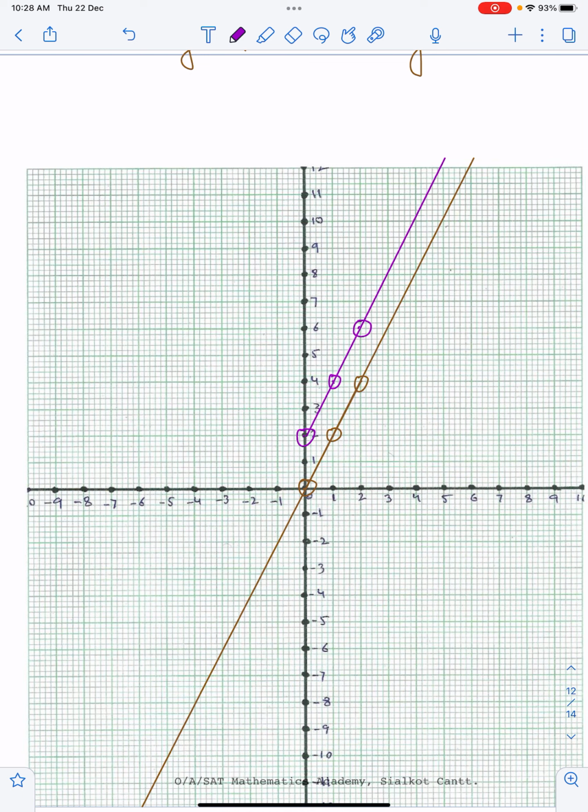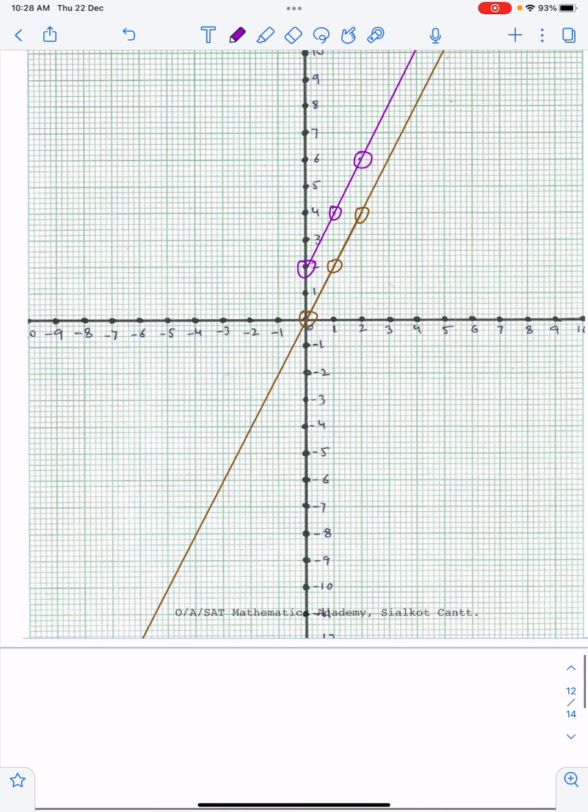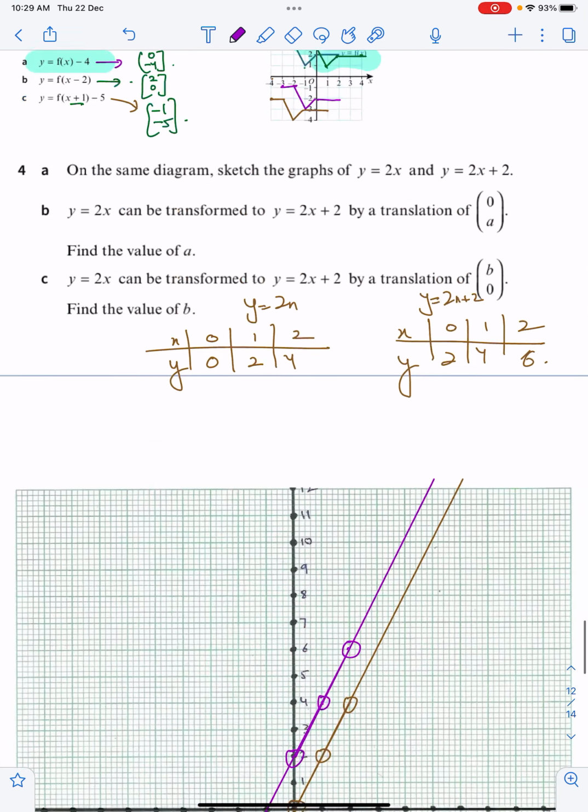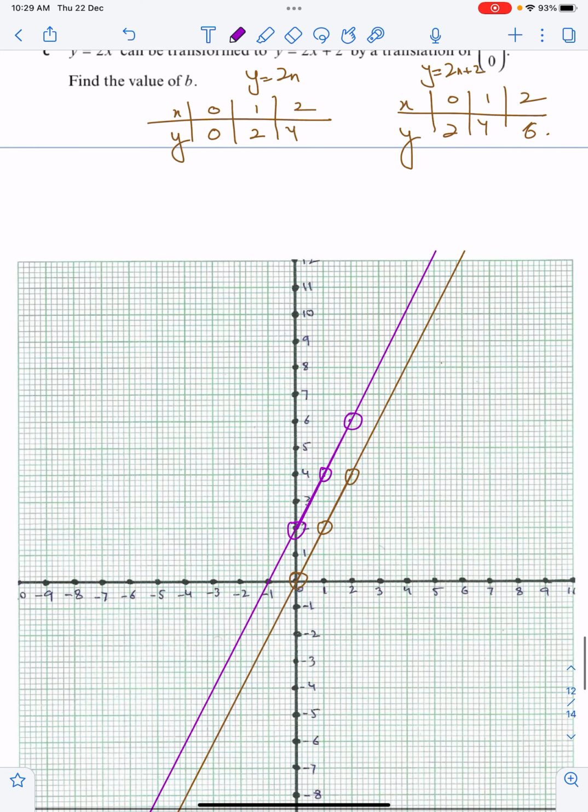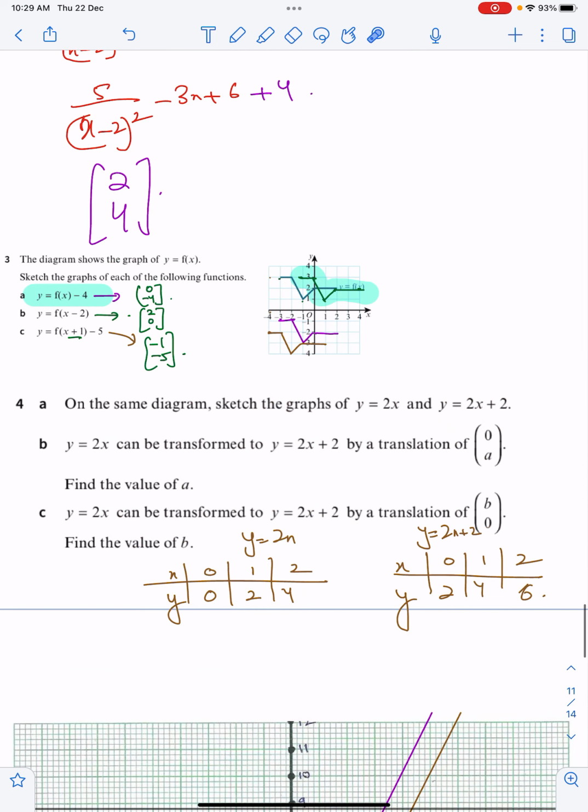If you notice, the whole graph has actually gone 2 units up. Not only with the graph, you know that the whole graph has actually shifted 2 units up. Also from the equation you can easily make out that the graph is positive 2, that means vertical movement of positive 2. y = 2x can be transformed to y = 2x + 2 by a translation of (0, a). Find the value of a. The value of a is going to be 2 because you are shifting it 2 units up. So a is going to be 2.